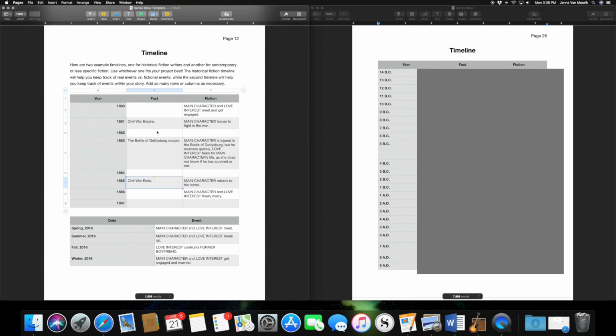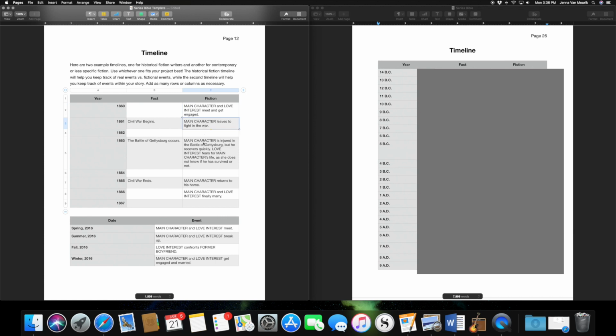Since I write biblical fiction, I try to do my best to track down the exact dates for things as best as I can. And then I create a fact timeline for what we know happened in the Bible. And then the fiction is what happens between my characters at that point in the Bible. So this would be really helpful for historical fiction writers to kind of figure out where their fictional story takes place in the real world.